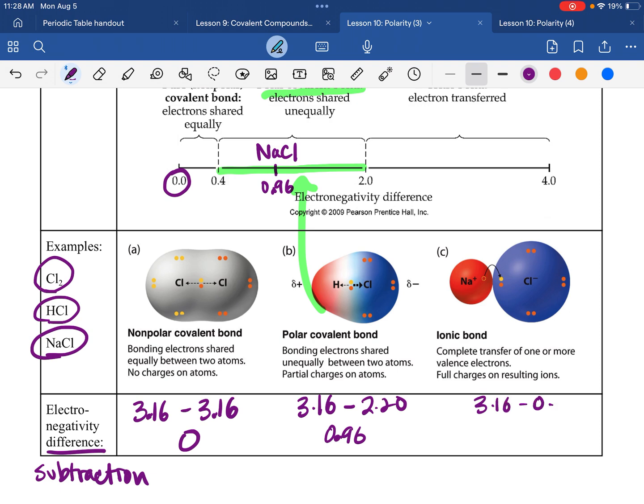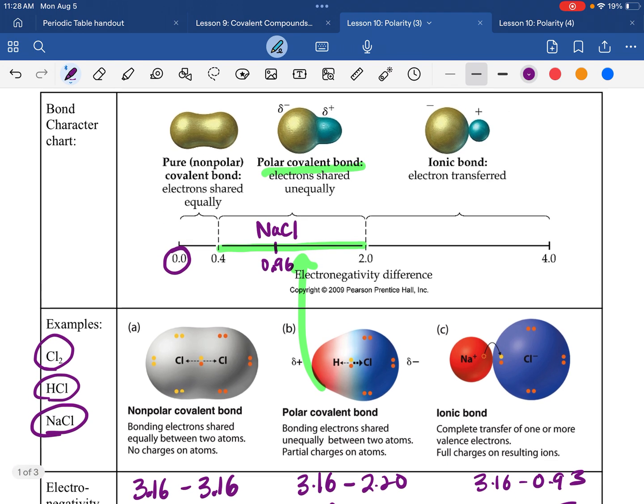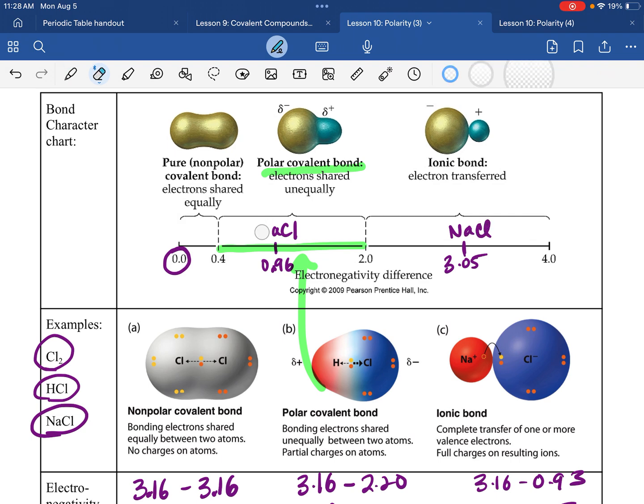And then chlorine, we know, we've been working with it. Chlorine is 3.16 minus 0.93. And that gives us 3.05. So let's see, that would place us right about here. So we could place sodium chloride here. Oh, I just found a mistake I made. This is not sodium chloride here. This is HCl, hydrochloric acid.